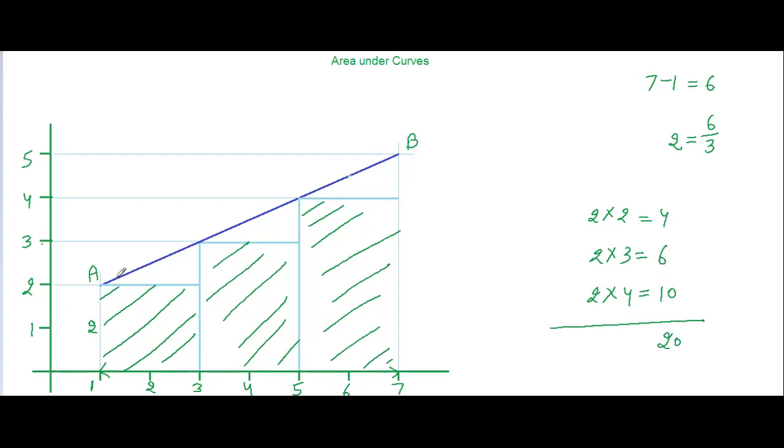But we cannot say that the area under the straight line segment AB is 20, because this portion is not added, this portion not added, this portion not added. But you can say approximately, the area under the straight line segment AB is 20. Is this much clear to all of you?